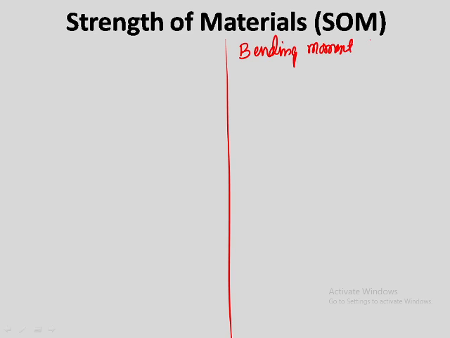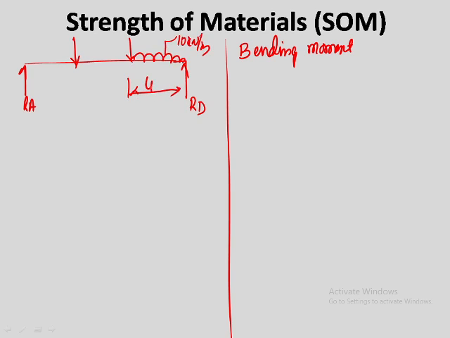So now for calculation of bending moment, you can write the equations considering any one support here. Let us go for the diagram once again. RA, RD, point load, then UDL. This is 10 kilonewton per meter. This is 4 meter. This is 2 meter. This is also 2 meter. This is point A, B, C, D.